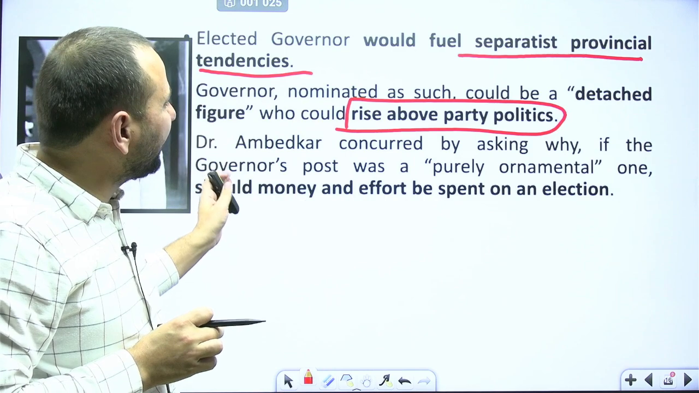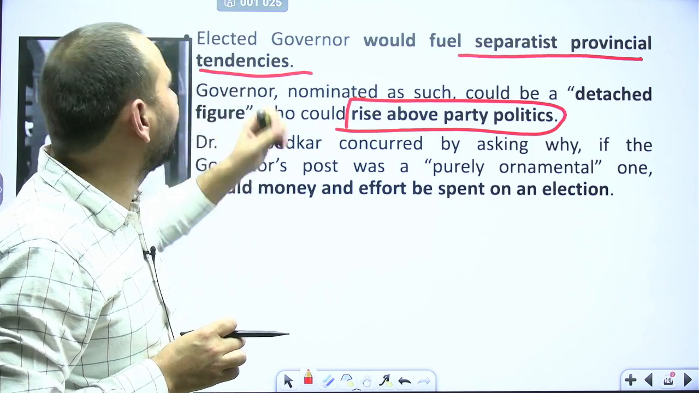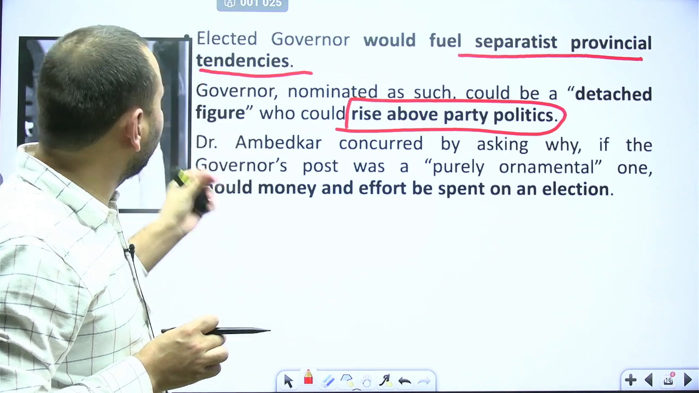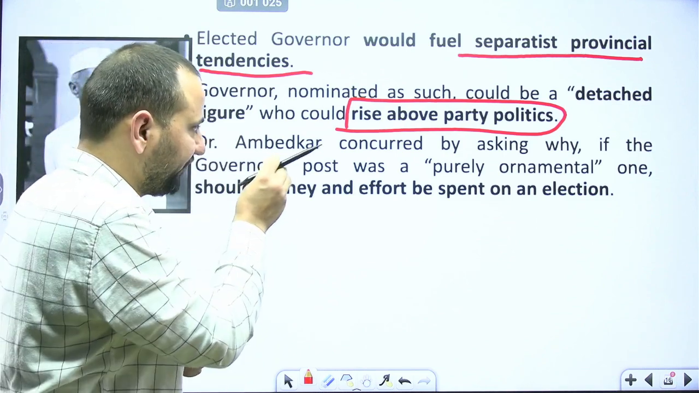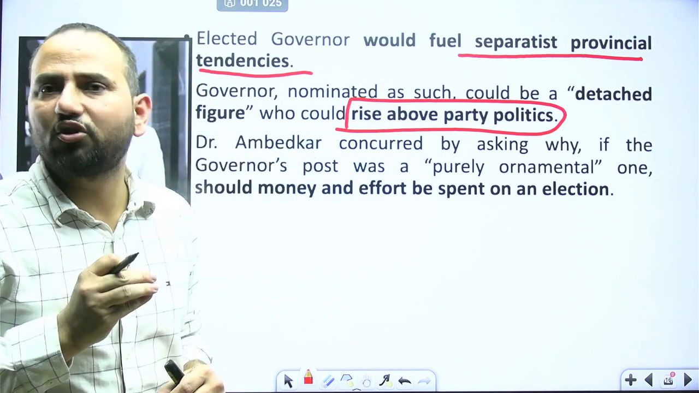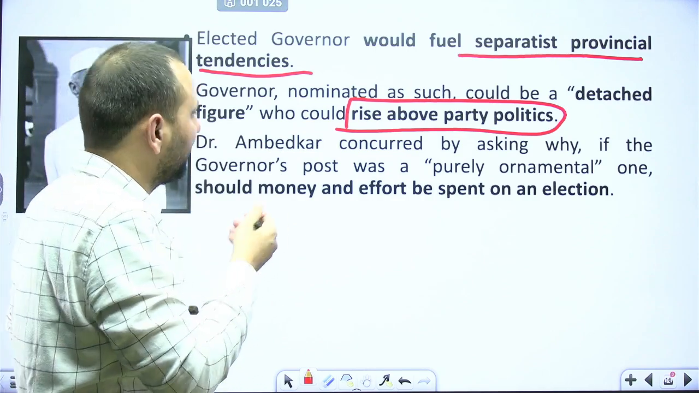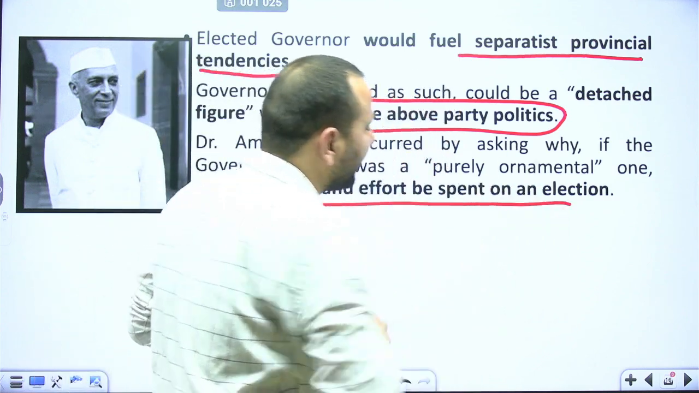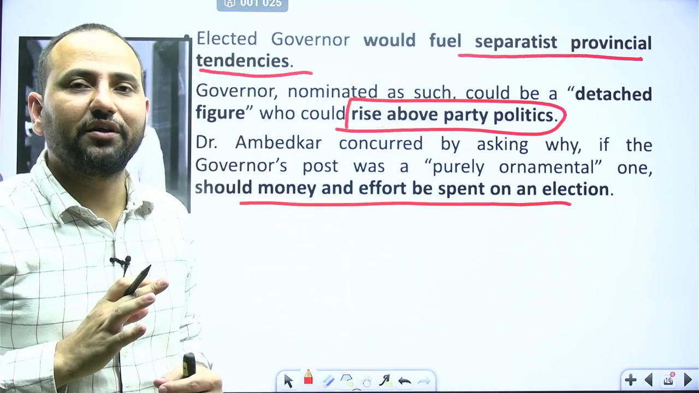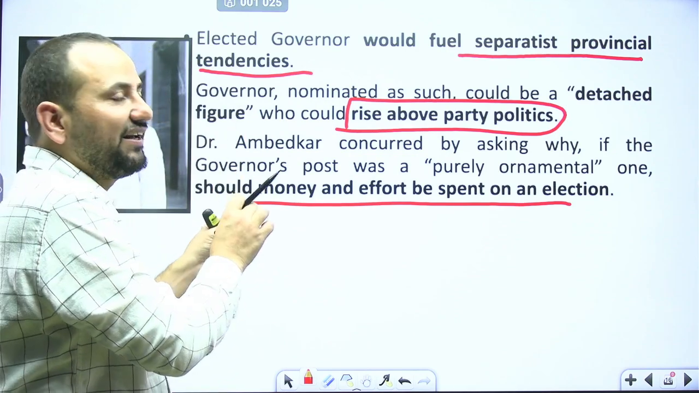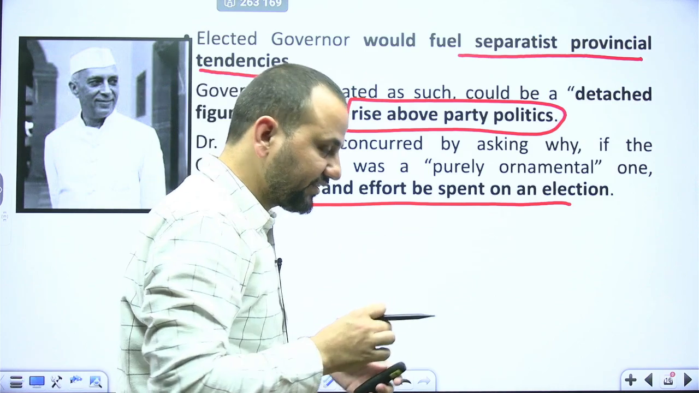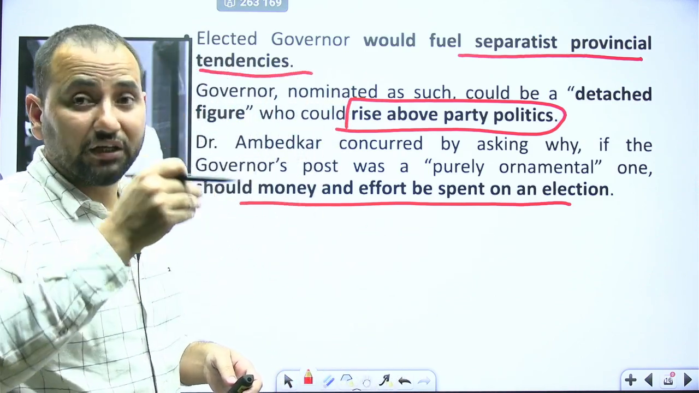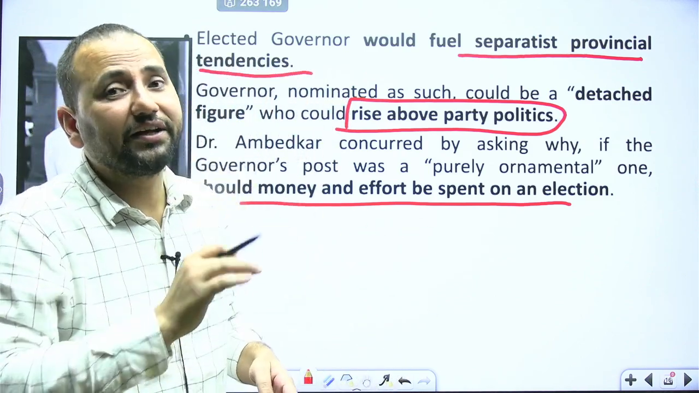Dr. Bhimrao Ambedkar also concurred with the views of Jawaharlal Nehru and specified that if the office of governor is ornamental in nature, then what is the relevance of spending so much money and effort in the election of the governor? And that is why India opted for the structure of governors being appointed by the president and not elected.